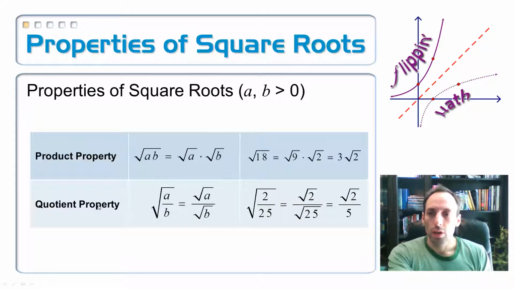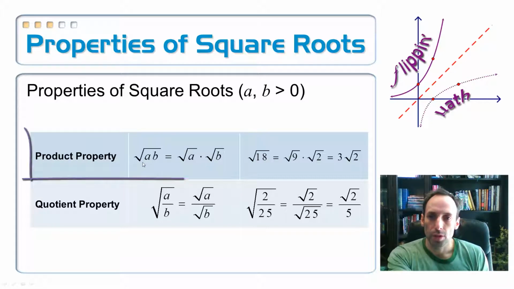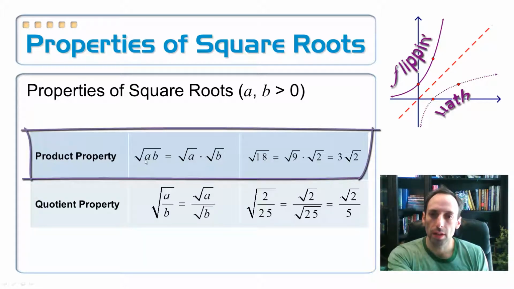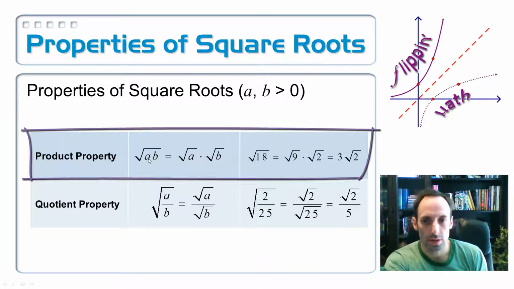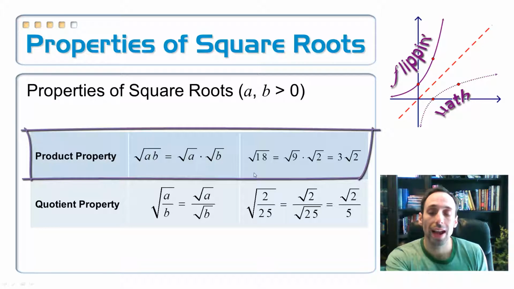So here are two properties that are going to help us simplify square roots. We're saying that A and B are positive numbers. The first one is the product property. I could take the square root of a product and break it up as two square roots. This goes either way. The way we looked at it in the calculator was the square root of 3 times the square root of 2 was the same thing as the square root of 6. But it goes in the opposite direction. As a matter of fact, that's how we use it to simplify square roots.